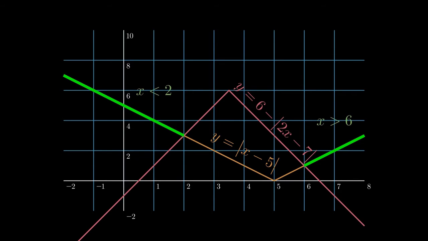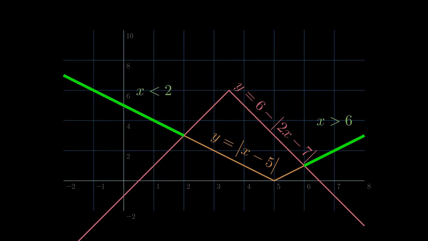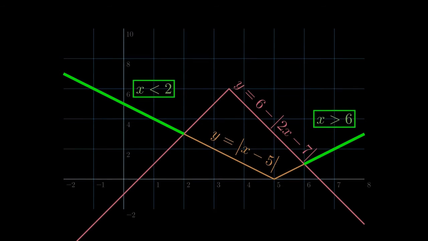And so our final answers are x less than 2 or x greater than 6. We use the word or here because it could be the section to the left, x less than 2, or it could be the section to the right, x greater than 6. Okay, first one done. We're off to a good start.